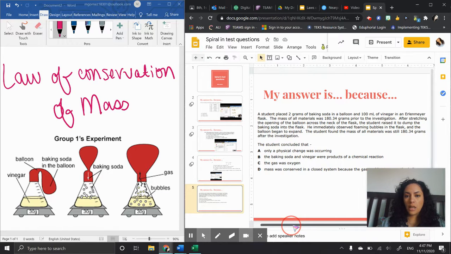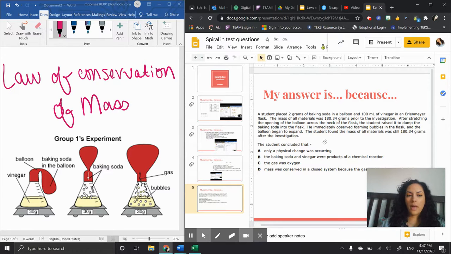After stretching the opening of the balloon across the neck of the flask, the student raised it to dump baking soda into the flask, just like you see here, okay? What we have previously done before. Mixing the baking soda with vinegar, okay? He immediately observed foaming bubbles in the flask. And the balloon began to expand, okay? The student found the mass of all materials was still 180.34 grams after the investigation.